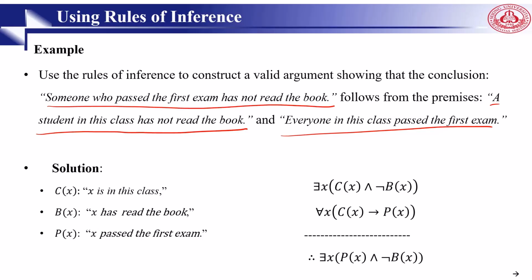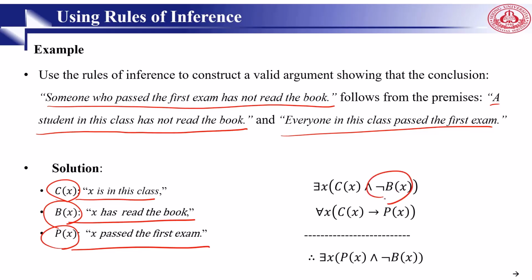How to prove this one? Okay, suppose C(x) is x is in this class. B(x) means read the book, and P(x) means passing the exam. There exists x with C(x), someone in class, and not B(x), which means didn't read the book. So this is one: there exists someone in class who didn't read the book. For all x, C(x) implies P(x), it means all students in the class passed the exam, right? From this one, we can come to the conclusion.